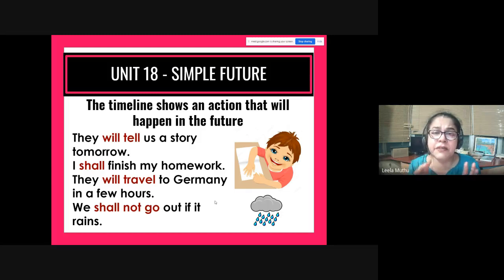Remember this, children, because if I give you a question, fill in the blank, in your exam where you have to fill it with will or shall and you write the wrong one, you have to write shall for I, which is the first person singular, and for we, which is the first person plural. You have to follow it with shall in the future tense. So we shall not go out if it rains. So it has not started raining yet, but if it does rain, we are not going to go out. It's something that is planned out in the future. Okay?